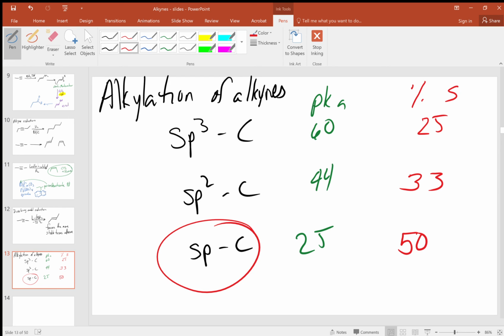Now, it doesn't mean that anions of alkynes are stable. They're still very strong bases and good nucleophiles, but they're a lot easier to form than the anions you would get from alkanes or alkenes.